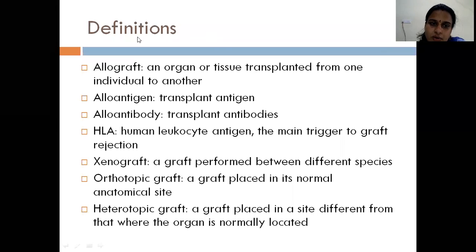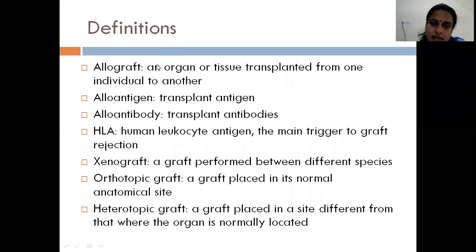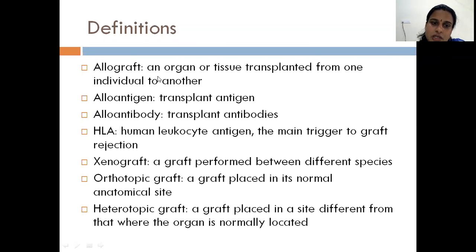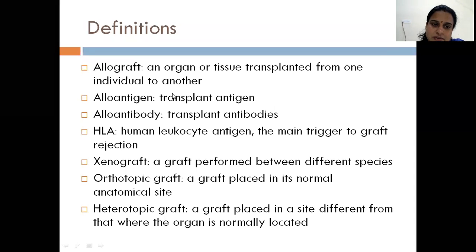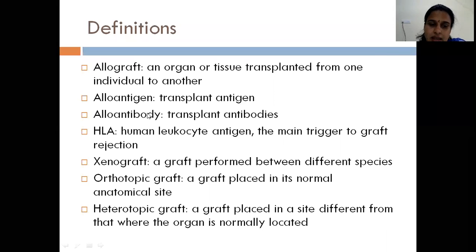Before we go into the transplantation proper, just to have a basic idea about the various terminologies that we use. One is allograft, wherein an organ or a tissue is transplanted from one individual to another of the same species. And the alloantigen is the antigen that is found in the allograft. So that is the transplant antigen. And the antibody against that antigen is the alloantibody.